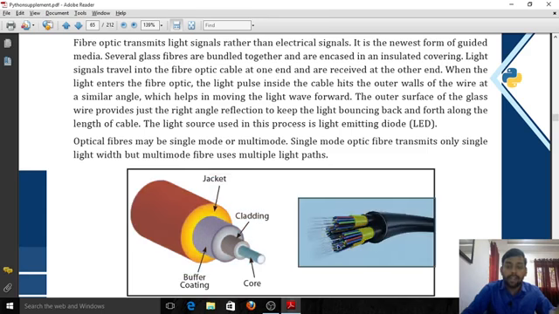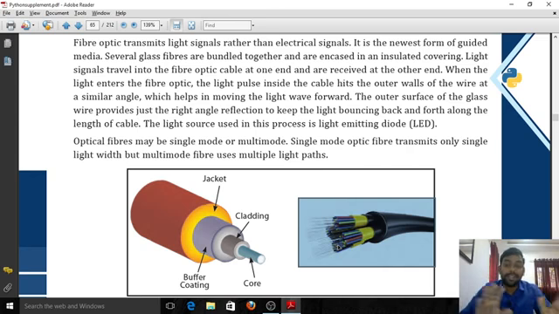Actually, optical fiber cable consists of thin strands of what? Glass or plastic. The difference is, in the case of twisted pair and coaxial cable, it uses what? Electric pulses. It transmits data in terms of electric pulses. And here in optical fiber cable, as the name suggests, optics, a branch of physics that deals with the study of light, it transmits data in terms of light.